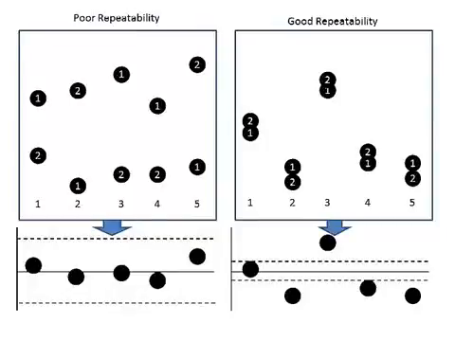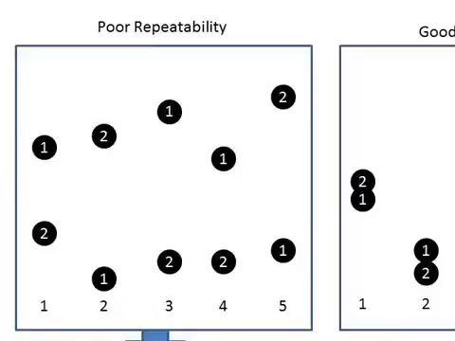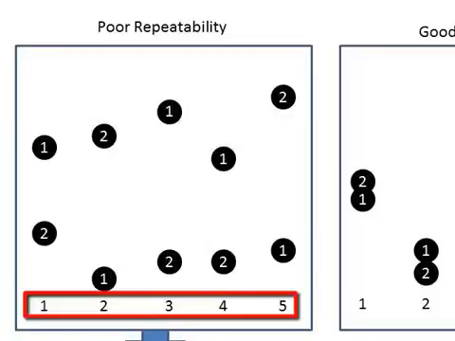So I'm going to try another kind of a diagram and see if this helps clarify it at all. On the left side, I have a diagram that would illustrate poor repeatability. So the first time I measured the sheet of paper, I got a result here, and the second time here. I have 5 sheets of paper. That's what these numbers represent.